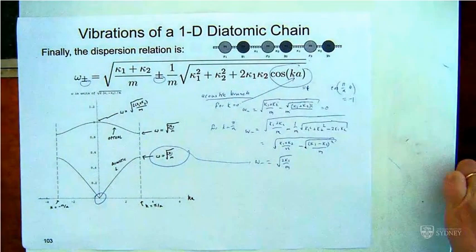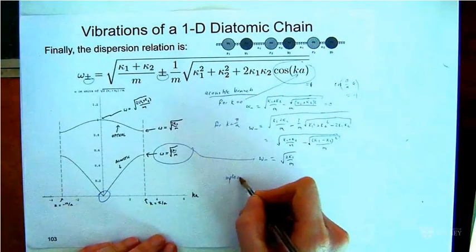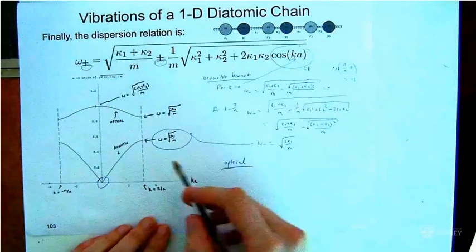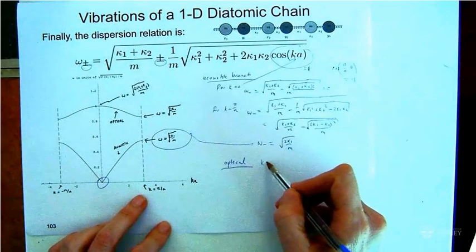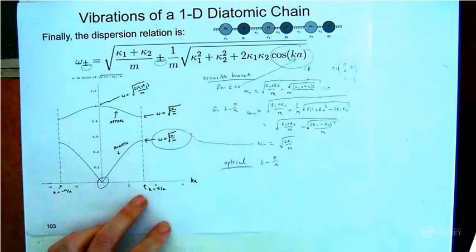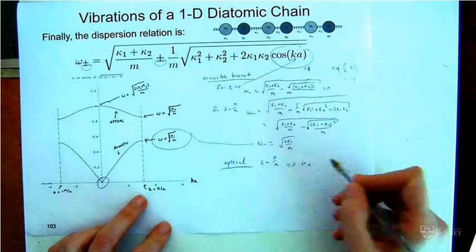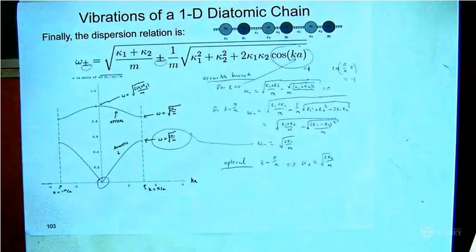So for the optical one, you can just do the same thing, which I won't necessarily bother going through. You can consider k at pi on a, just like we did. And as you said before, you will just get the opposite there. And whichever one's low will be the one you get at the gap there.